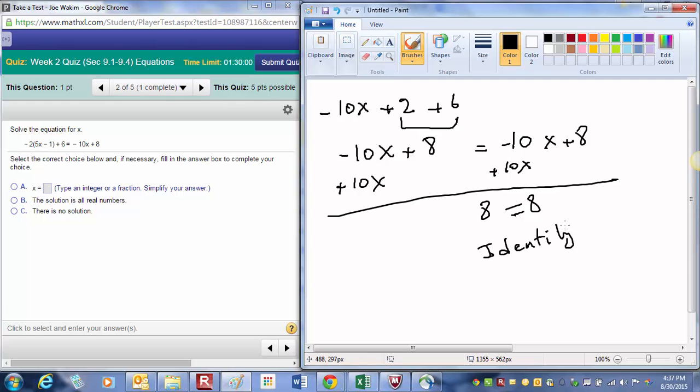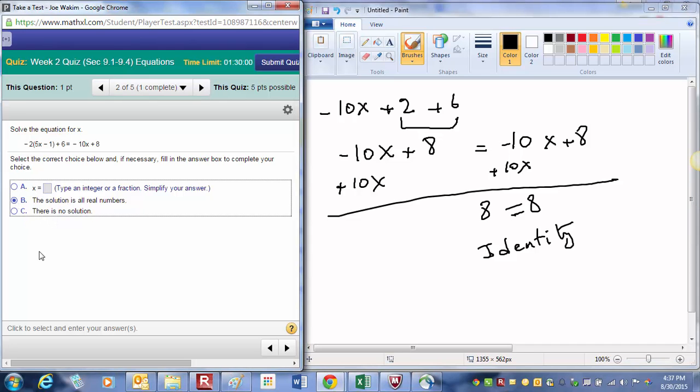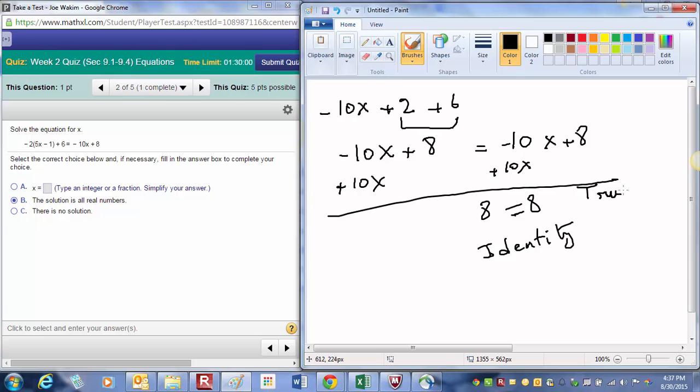And let me see what options do we have here. The solution is all real numbers, so that would be the case. So when you have a case where you have a true statement, and 8 equals 8 is a true statement, therefore we call the equation an identity, and the solution would be all real numbers.